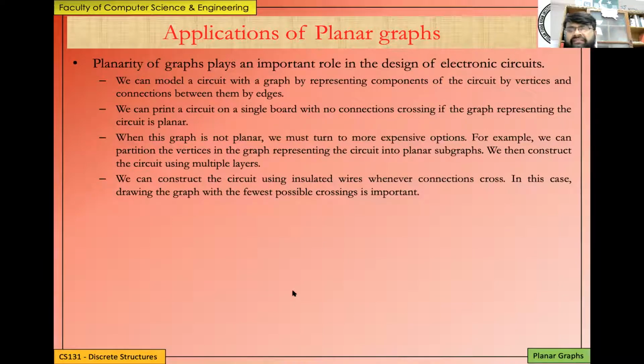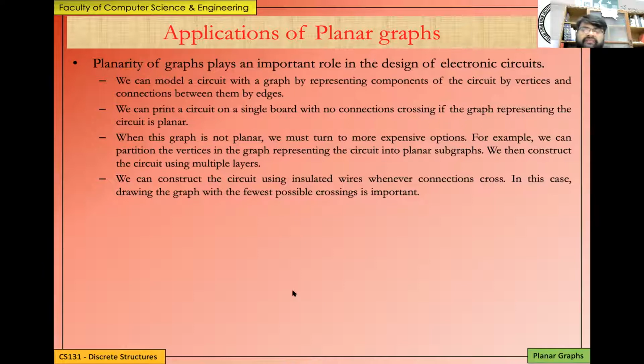Among the multiple applications of planar graphs, for example, planarity of a graph plays an important role in the design of electronic circuits in automated tools, because the wires cannot cross each other in a circuit, and you want to keep them separate and keep them safe. So for that reason, a drawing of an electronic circuit would be very hard to read if there were a lot of lines crossing each other.